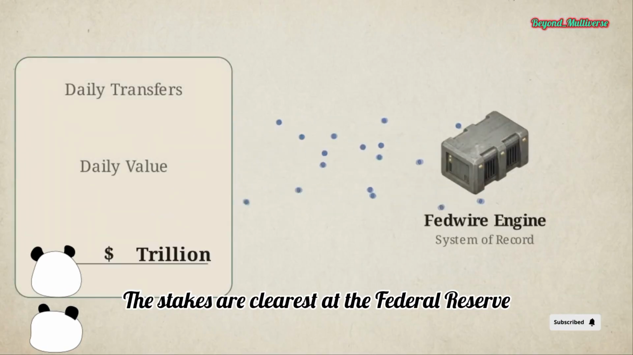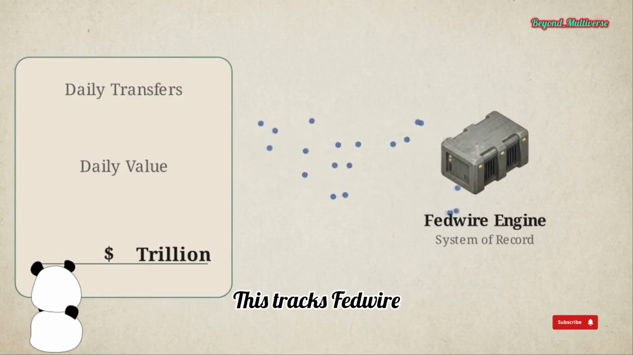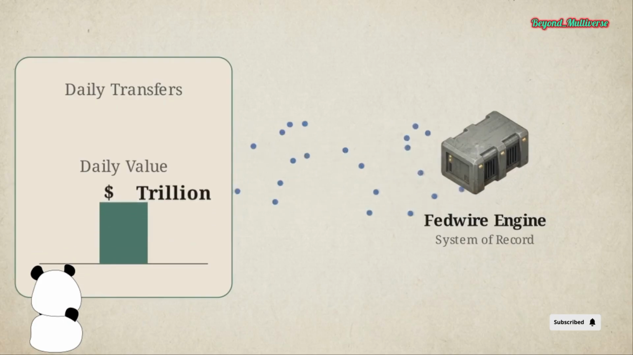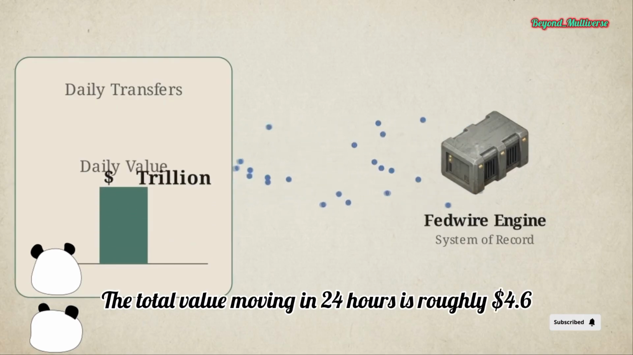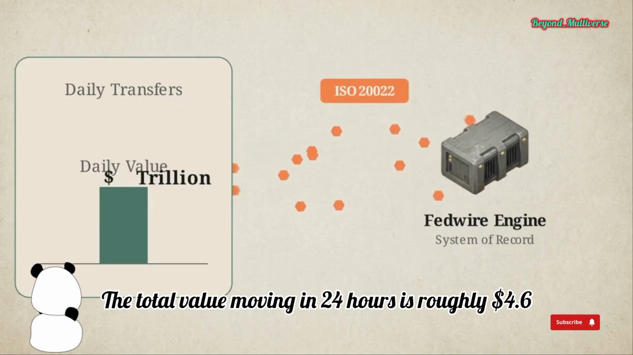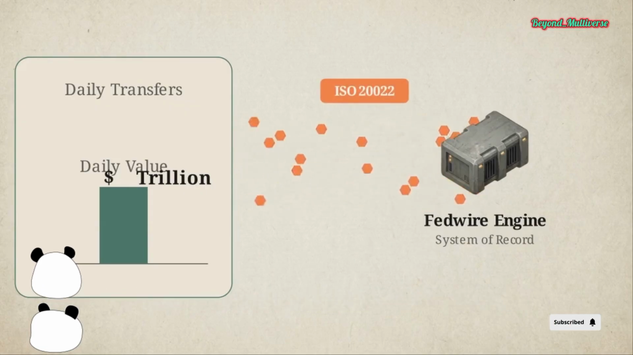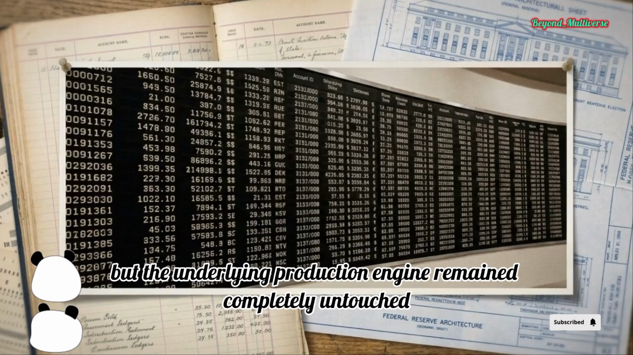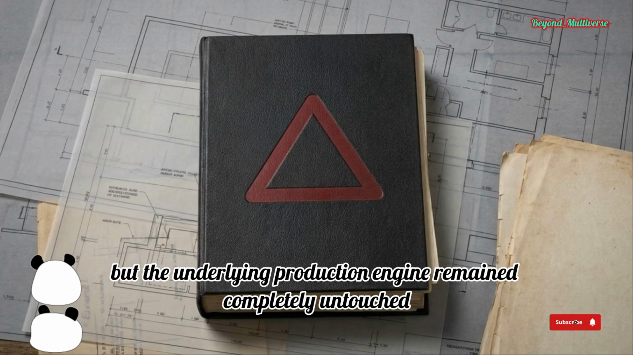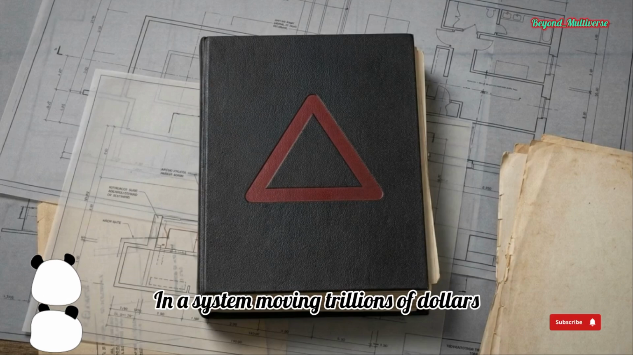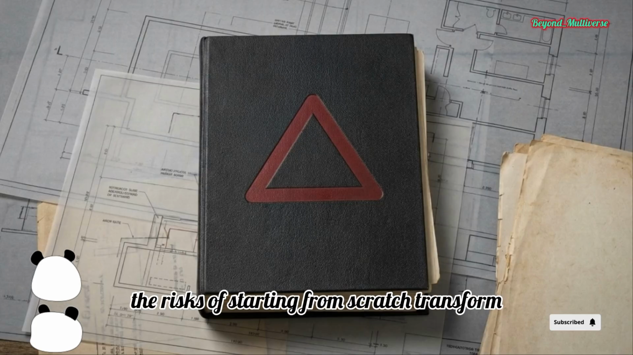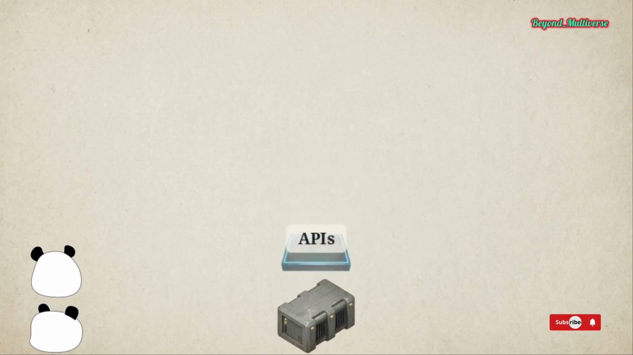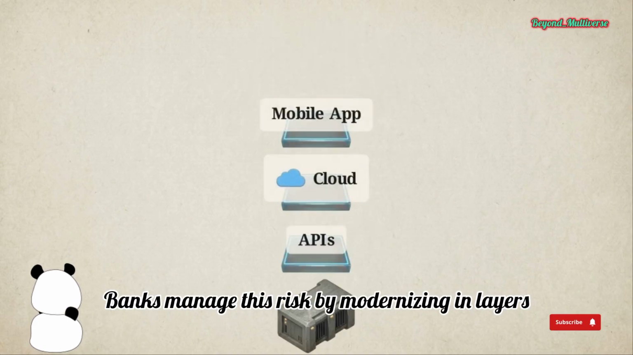The stakes are clearest at the Federal Reserve. This tracks Fedwire. Every business day, it processes an average of 869,000 transfers. The total value moving in 24 hours is roughly $4.6 trillion. When modernized in 2025, the message formats changed, but the underlying production engine remained completely untouched. In a system moving trillions of dollars, the risks of starting from scratch transform a technical plan into a systemic threat model.